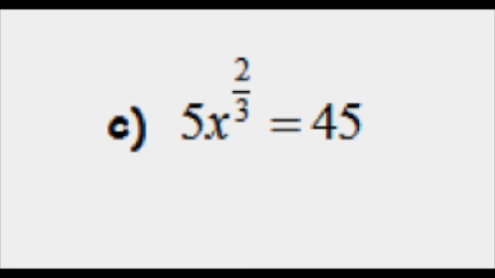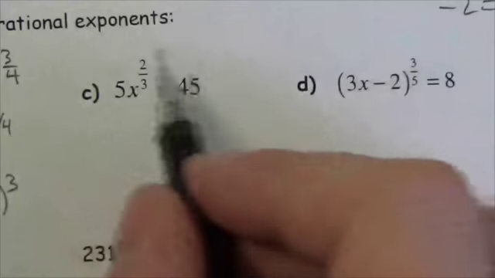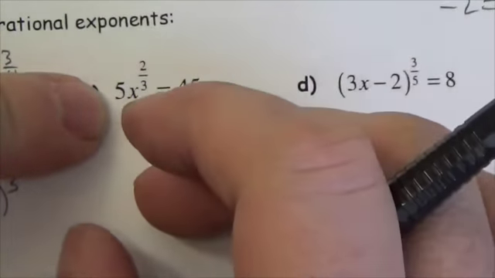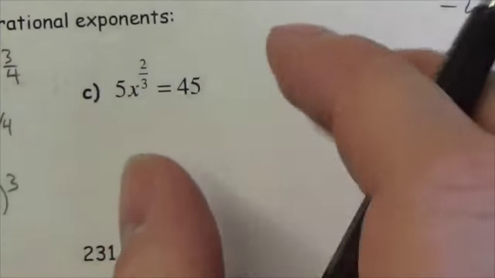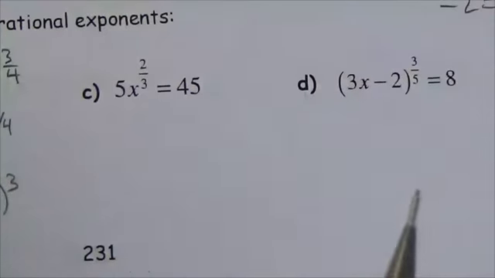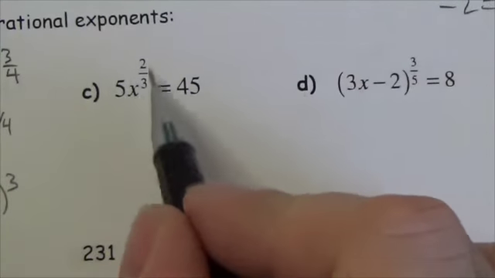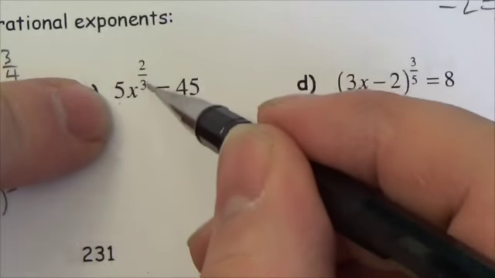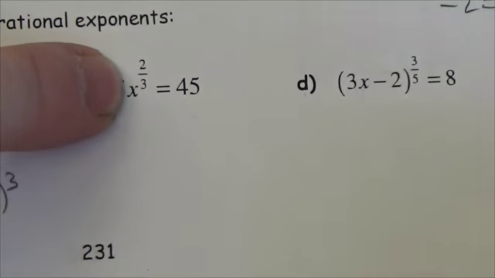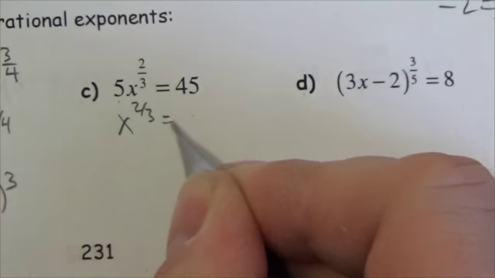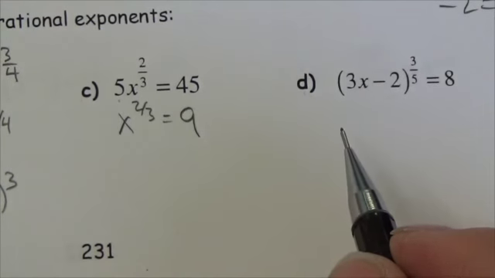5 times x to the 2/3 equals 45. Okay, now for this one, same sort of thing. Remember, the variable is not in the exponent, it's in the base. Now, I do want to raise both sides of this equation to the reciprocal power. But before I do that, I want to isolate the power. Right now, the power's got a coefficient of 5. 5 is not being taken to the 2/3. It's just the x. So I'm going to get rid of 5 first. So I'm going to divide both sides by that 5. So that will get me x to the 2/3 is equal to 9.